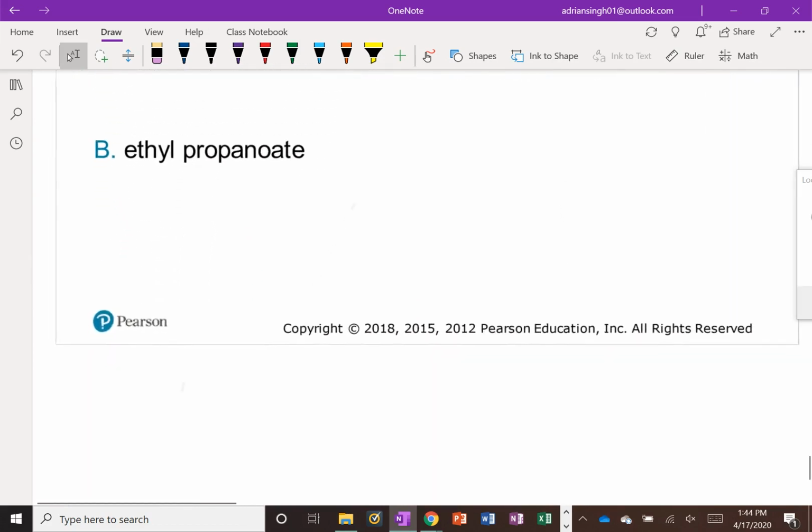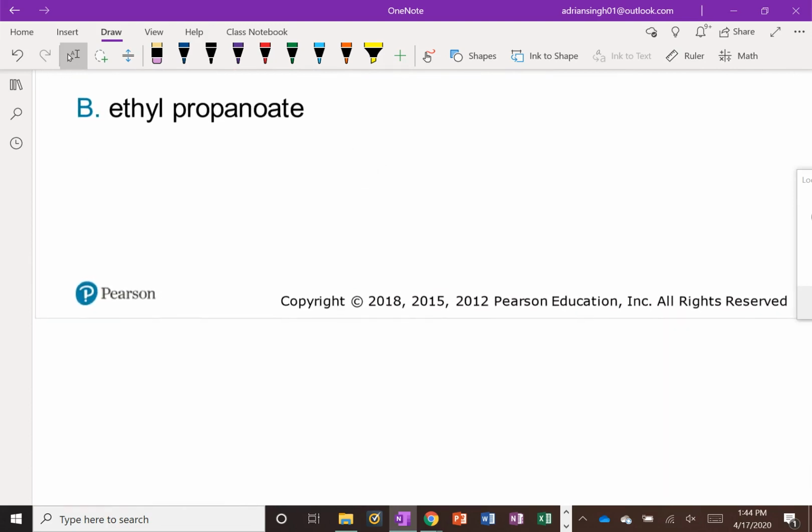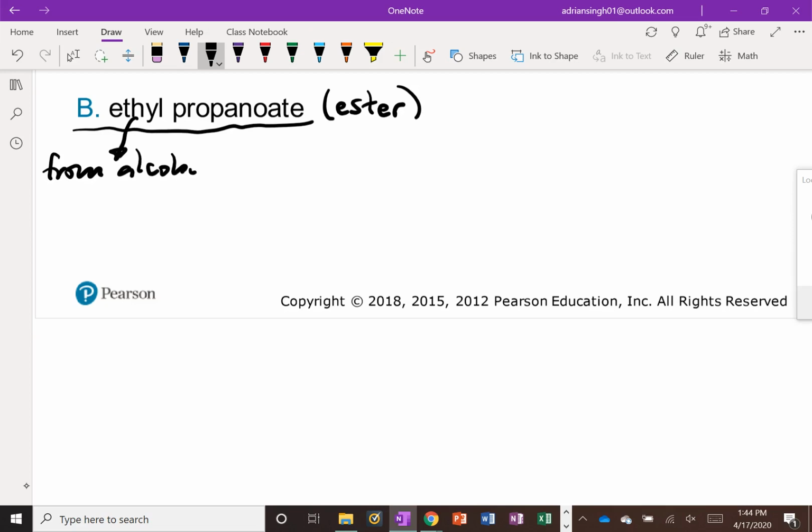All right, so let's take a look here at a couple examples. We'll take a look specifically at part B. Now we're given the name of the ester. We want to draw the structure of the ester. So how do we interpret this first of all? Ethyl propanoate. First of all, you need to recognize that this is an ester. The first part of it comes from the alcohol, right? And the eth here tells you it's a 2-carbon alcohol. And the ending, the propanoate, tells you it's a 3-carbon carboxylic acid.